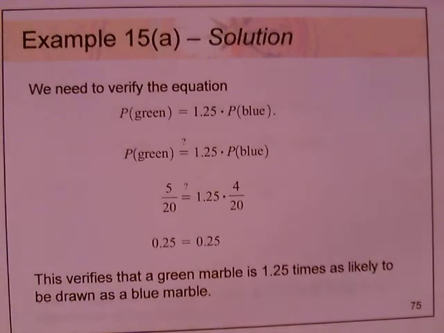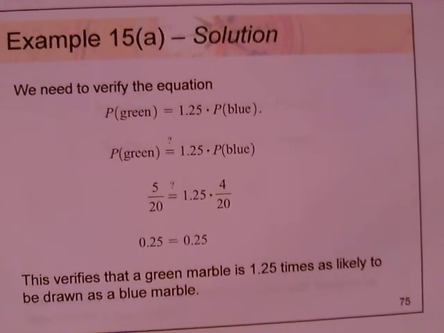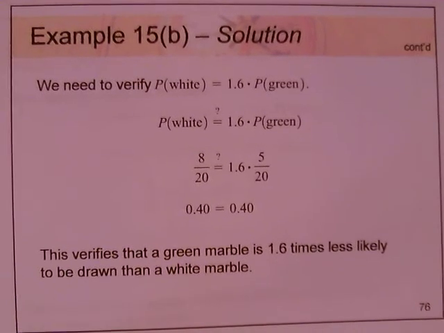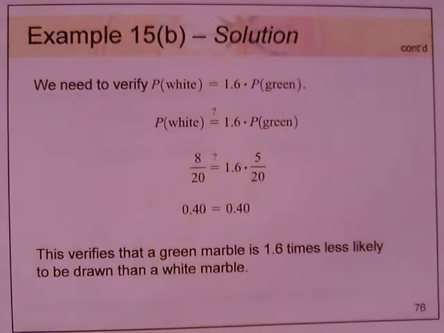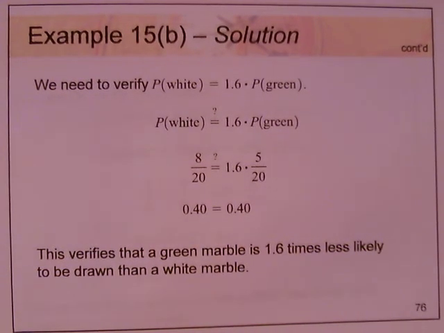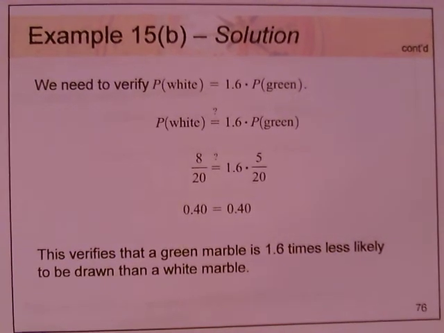So let me move this up to part B. Here's the solution. And it says 1.6 times less likely. So we're looking at 1.6 times the probability of getting a green marble than a white marble. So the probability of getting a white marble will be 1.6 times the probability of getting a green marble.